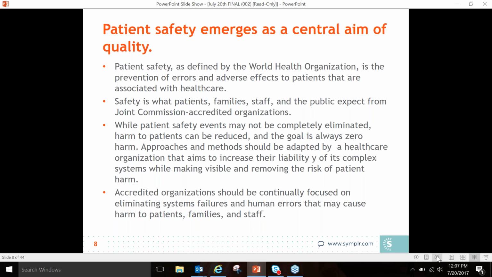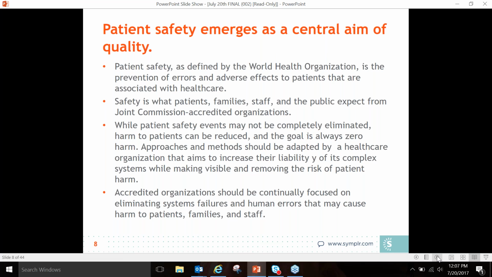And while patient safety events may not be completely eliminated, harm to patients can be reduced. And the goal is always zero harm. Nobody's perfect, but that's our goal. Approaches and methods should be adapted by a healthcare organization that aims to increase the reliability of its complex systems while making visible and removing the risk of patient harm. So then we come into risk management and some other areas there for liability that are pulled in.